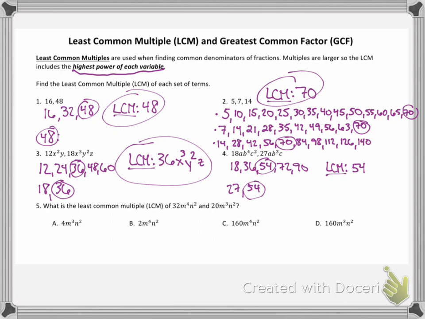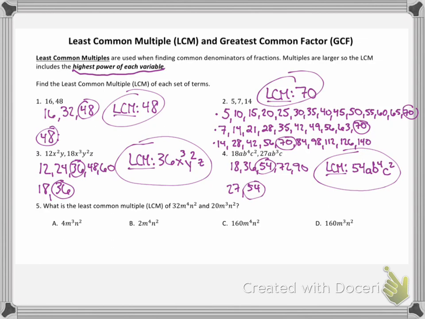Now I need the highest of each variable. So we'll compare the a's. I have an a and an a. Well, they're both the same, so a is the higher of the two, since they're tied in value, if you will. I have b to the 4th and b cubed. B to the 4th is higher. C squared and c: c squared is higher. So my LCM would be 54 a b to the 4th c squared.